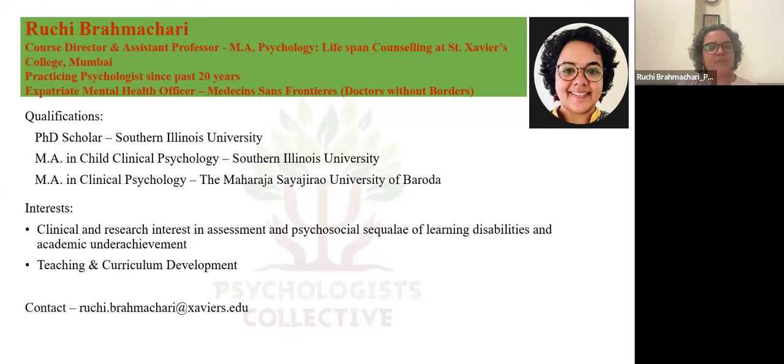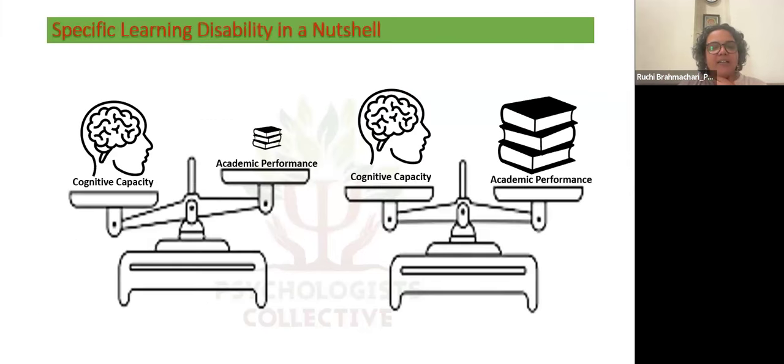My area of interest has been learning disabilities. A great privilege to get an opportunity to talk here. Next slide. So I'm just going to say learning disability in a nutshell. The role of the psychologist and the team in general is to demonstrate whether there is a difference between the academic performance and what the cognitive capacity should be. So basically, the role of the psychologist is to establish the current level of the child's intellectual ability and to see if there is a difference.